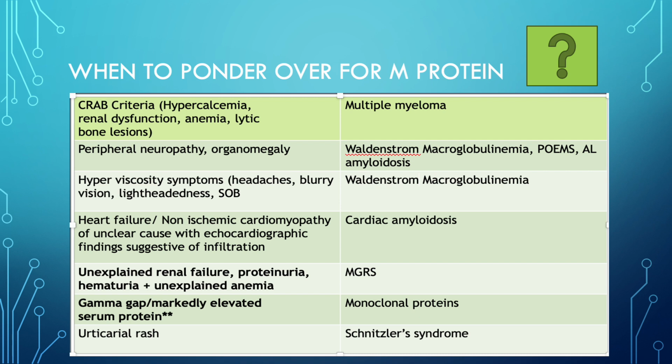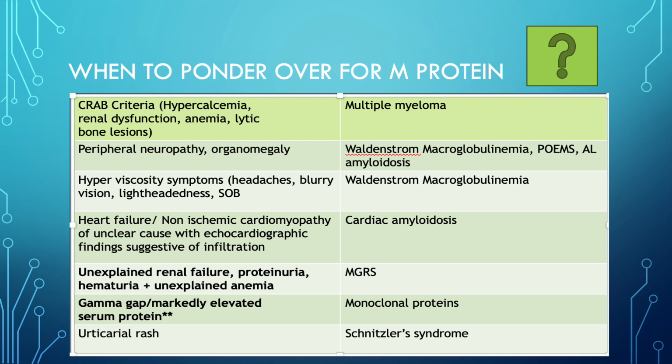Then, if there's a patient coming normally with heart failure and there's no specific cause of a non-ischemic cardiomyopathy on echocardiographic findings, and it is suggestive of infiltration as well, we might think that it might be a case of cardiac amyloidosis. Apart from that, if there is unexplained renal failure, proteinuria, hematuria, and plus unexplained anemia, it can be monoclonal gammopathy of renal significance. As the name indicates, renal, so it has to be an unexplained renal failure that has to be there.